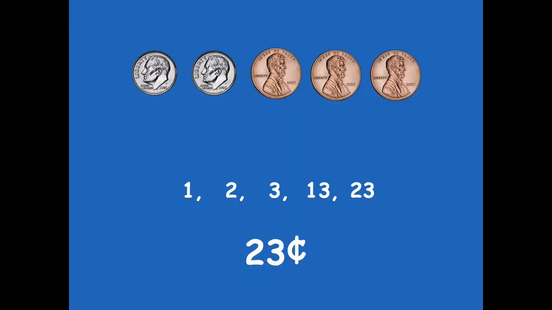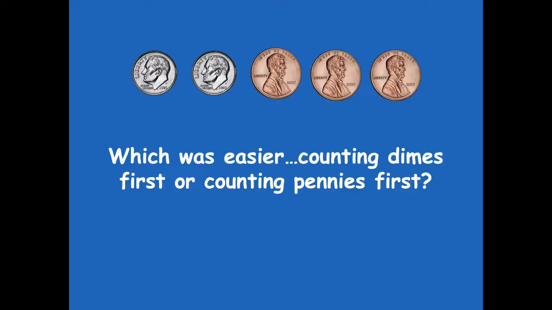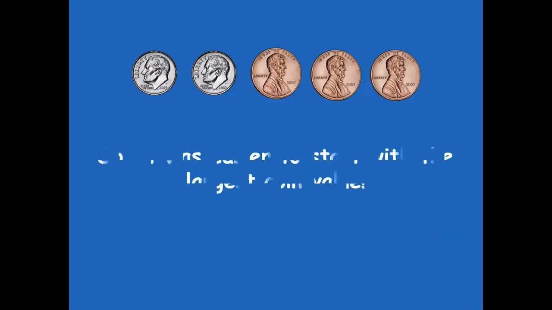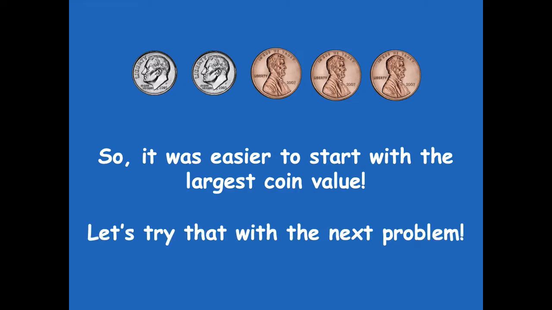So we counted 2 different ways. We started with the dimes and got 23 cents. And then we started with the pennies and got 23 cents. Which was easier? Counting dimes first or counting pennies first? What do you think? Oh, so many of you said counting dimes first, right? Counting by tens and then ones was easier. I happen to think so too. Now, some of you might have said, I can count it either way, and that's okay, that's fine. But for this lesson, it can be easier to start with the largest coin value. Okay, so that's one of our focuses. We're going to try that with our next problem.